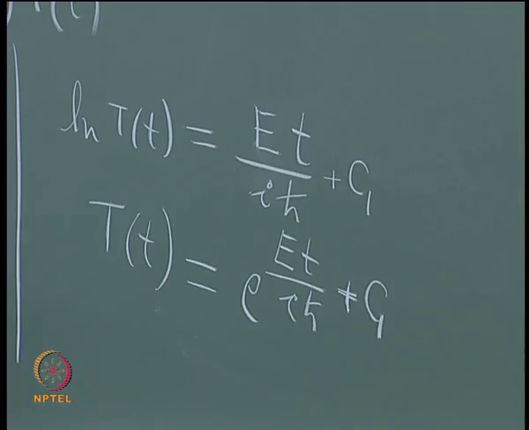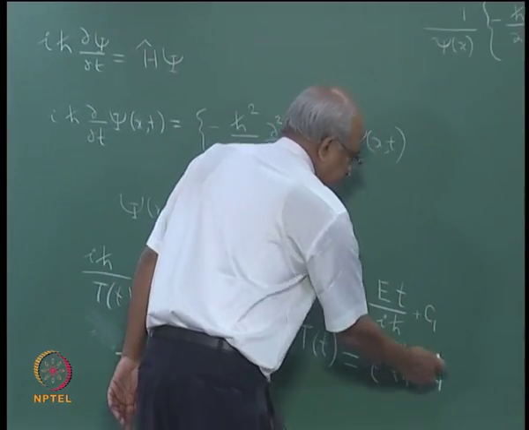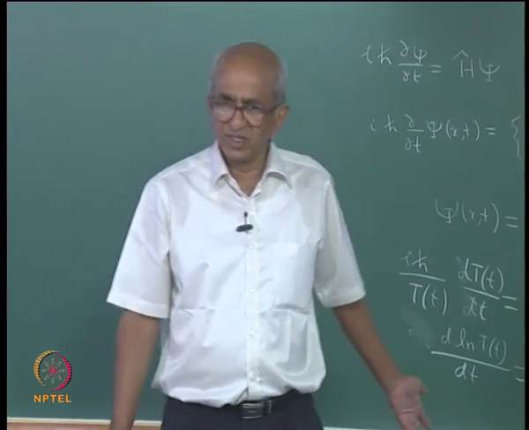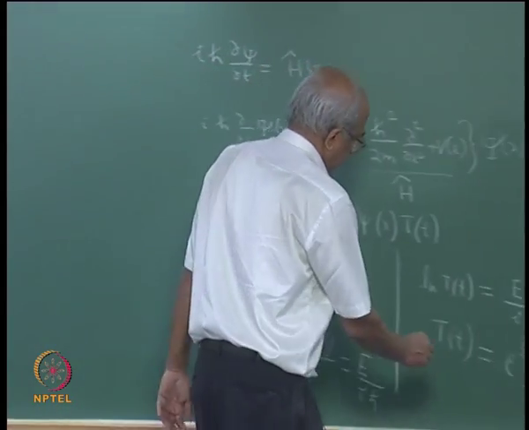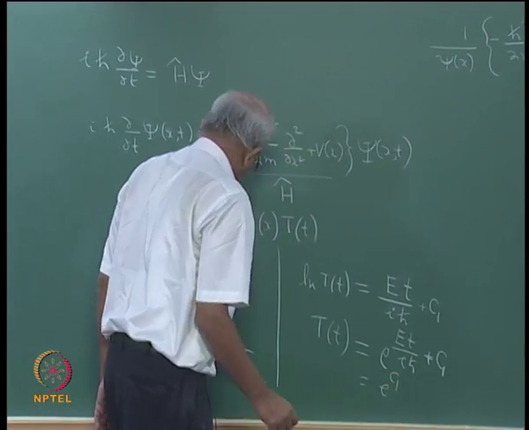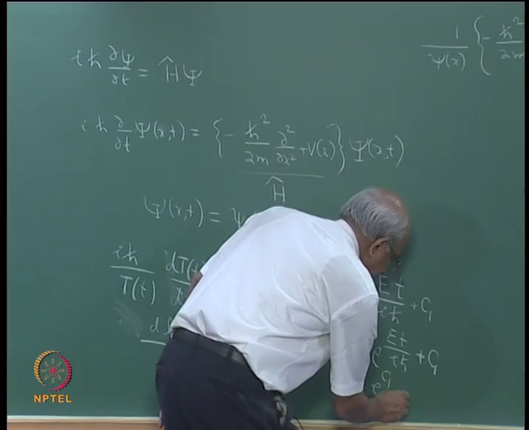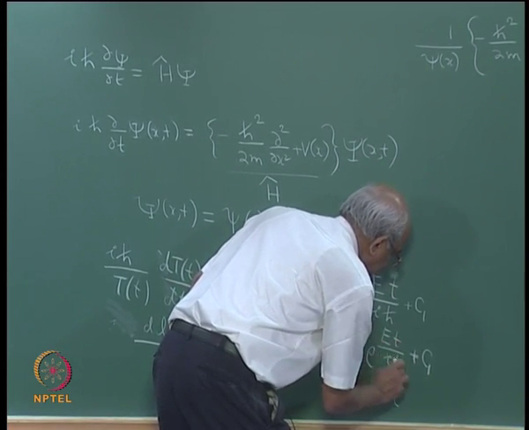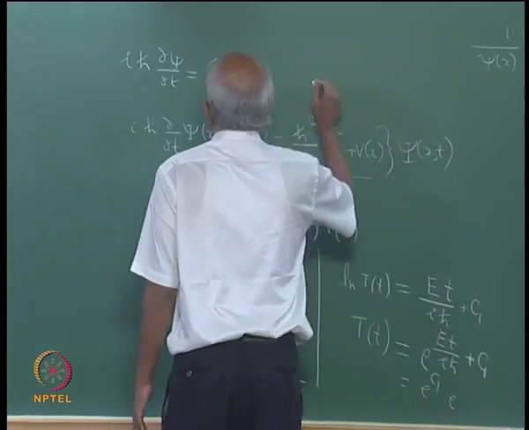Now, I am going to do two things here. One, you have e to the power of C1, C1 is a constant. So, e to the power of C1 itself is a constant. So, I will write this as e to the power of C1, which as I said is a constant, and then I will have e to the power of E t by i h cross, but 1 by i.